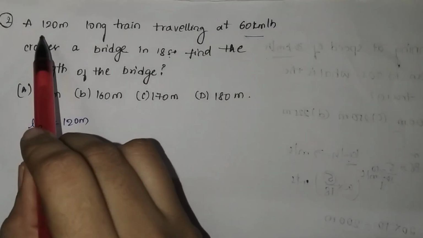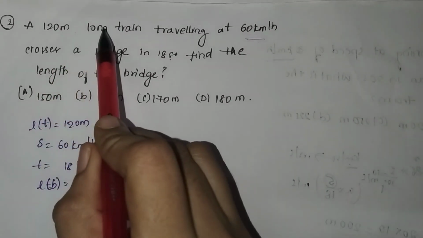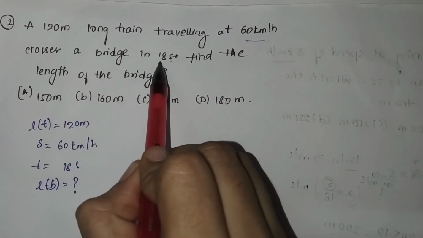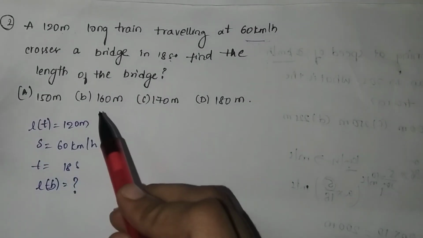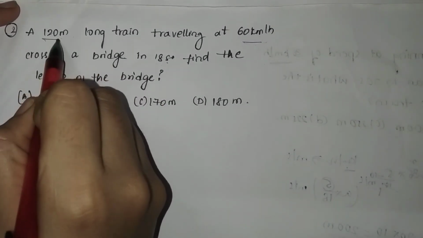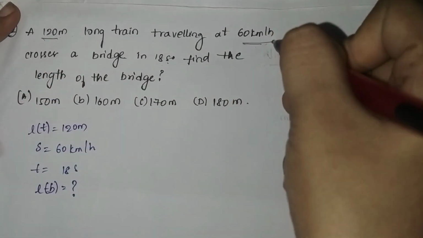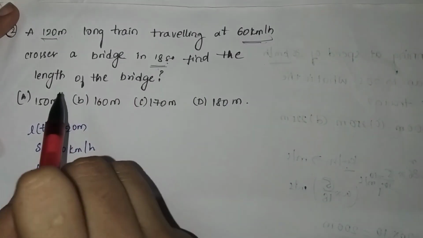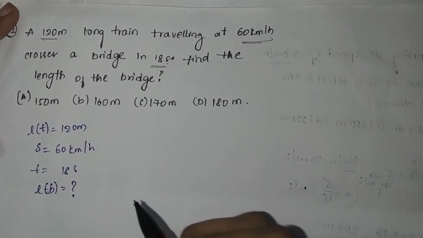Now the next problem is a 120 meter long train traveling at 60 km per hour crosses a bridge in 18 seconds. Find the length of the bridge. Here they gave everything: the length of the train, the speed it travels, and the time taken. But we need to find the length of the bridge.